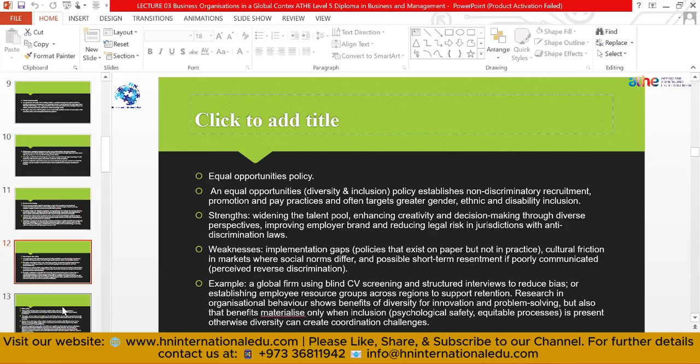For example, a global firm using blind CV screening, what happens? This is why it is always recommended to use a few of the words which are given in the advertisement or job specification description, because the systems are trained accordingly. When you use those words again and again in your CV, automatically the system is going to read your CV, and it will definitely be read by the higher authorities too. If it's beyond that JD and JS, then how can the system read it?